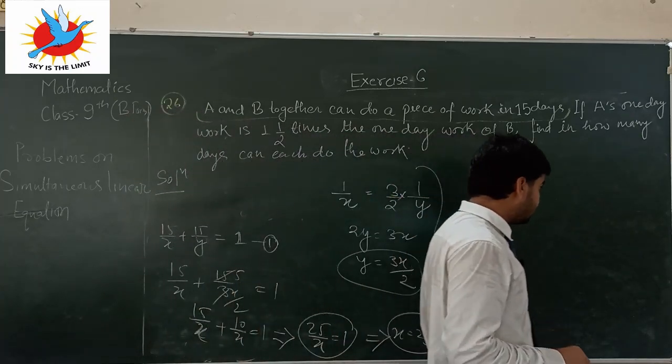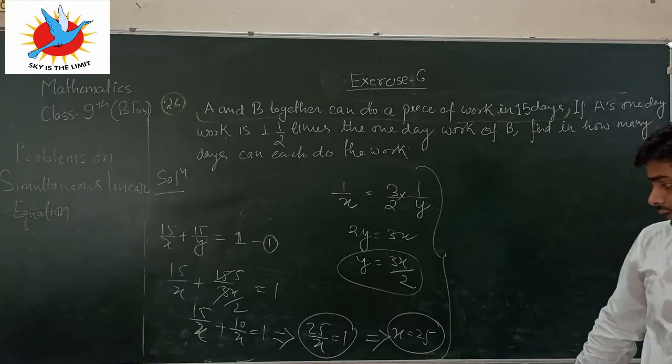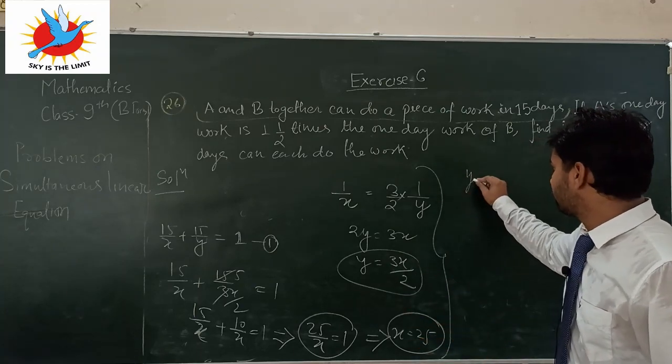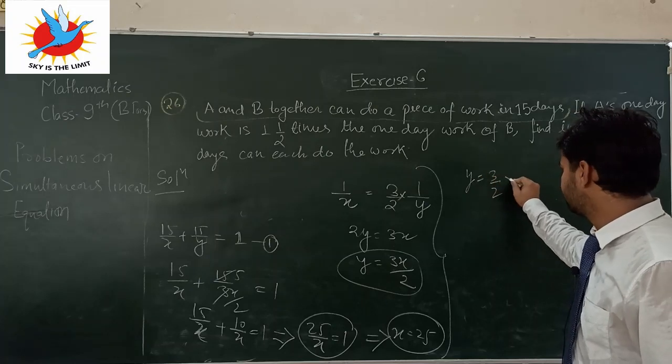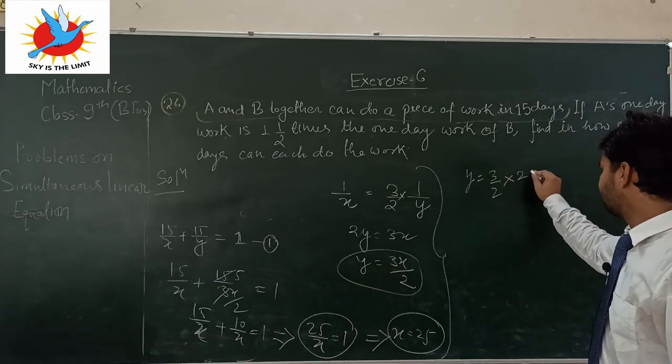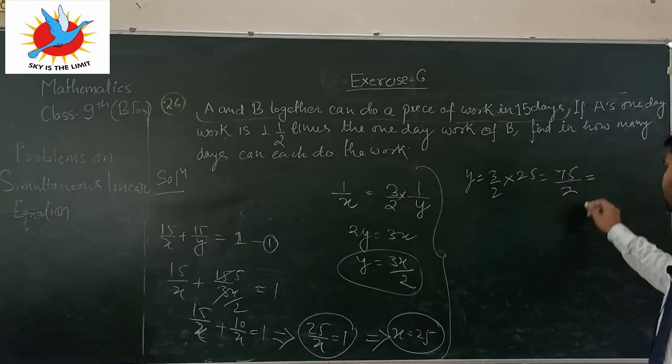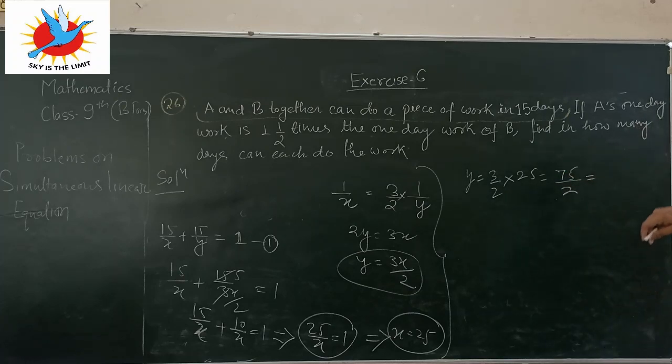Next we want to calculate how many days B will do that work. So put this value of x in this equation. We will get the value of y as 3 by 2 into x, and the value of x is 25, and this will be equal to 75 divided by 2, which is 37 and a half. So B will do that work in 37 and a half days.